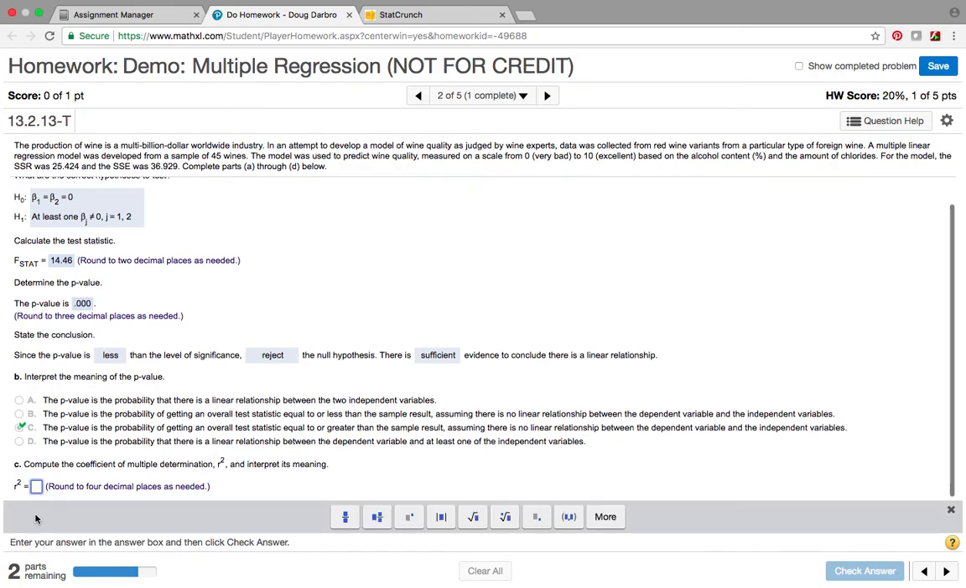Well, just as I expected, we're going to have to calculate the coefficient of multiple determination, r squared. So guys, that's the sum of squares for the regression, which is 25.424, divided by the sum of squares total, which is 62.353. And guys, rounded to 4 places, I get 0.4077.